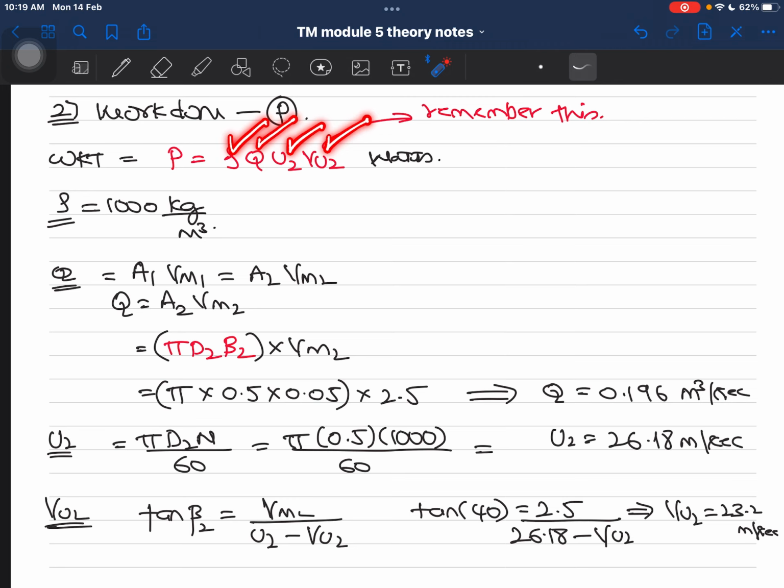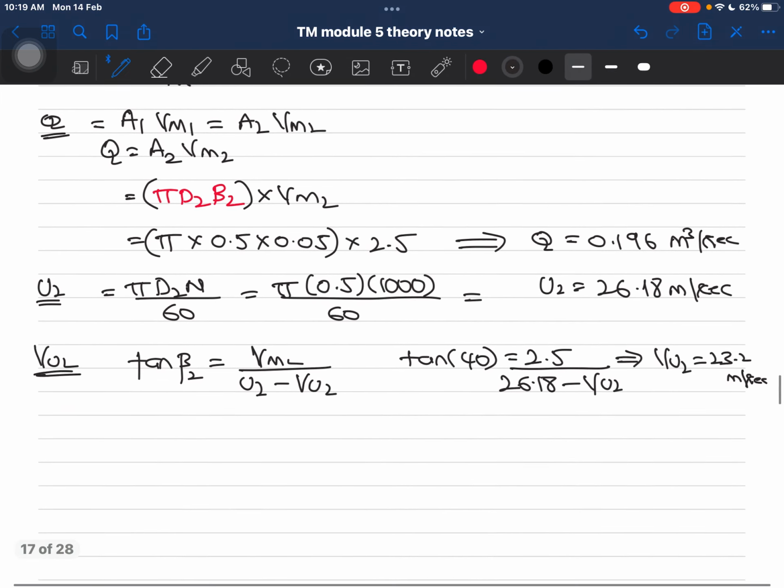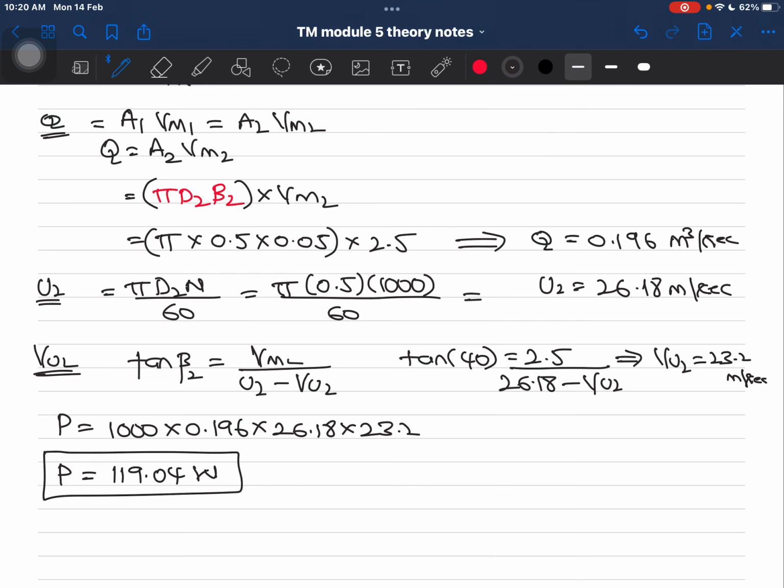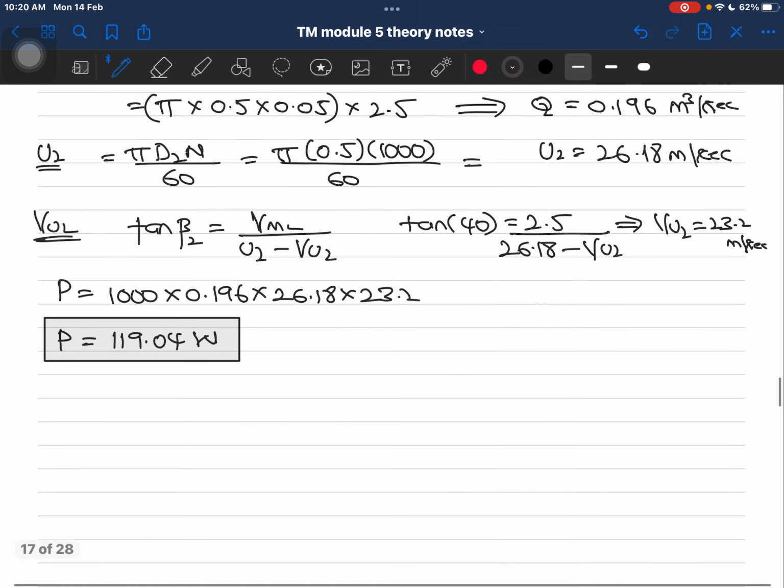Since every value has been calculated, you have the value of rho, Q is done, U2 is done, and VU2 is done. Kindly substitute all the values there to obtain the power. So power is equal to 1000 into 0.196 into 26.18 into 23.2. Whatever value you get is in watts. It is 119.04 watts. So thereby you complete the second part of the problem.